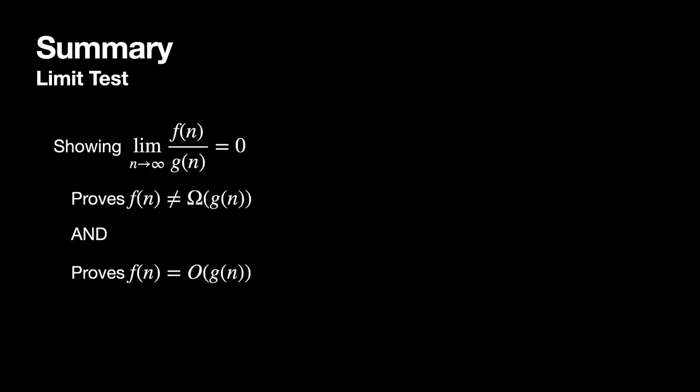Okay, summarize our limit test. We actually get two things out of this. We can demonstrate that if the limit as n approaches infinity of f of n over g of n is 0, we've shown both that f is not omega of g and also that f is big O of g. So this leads us to a new type of notation, little o.